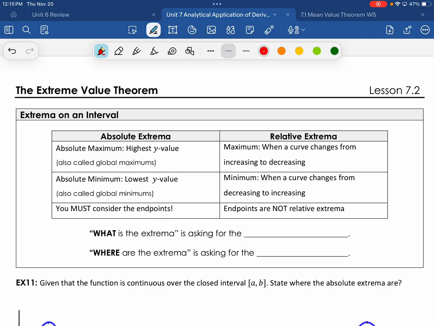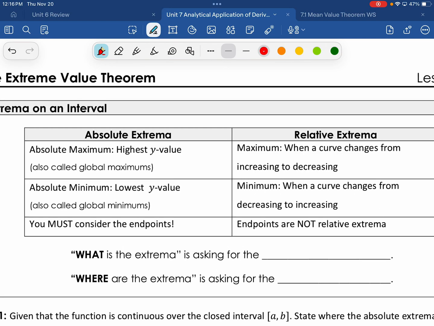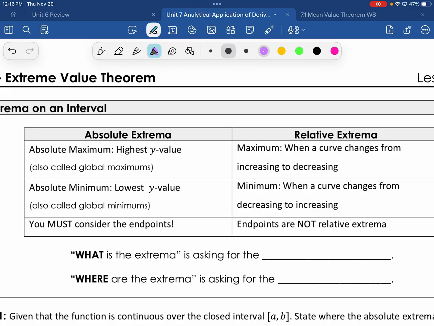All right, so EVT is going to prove a max and a min. And it's going to specifically prove an absolute max and an absolute min. So let's review the difference between absolute and relative. Absolute is the very, very highest value and/or the very, very lowest value.